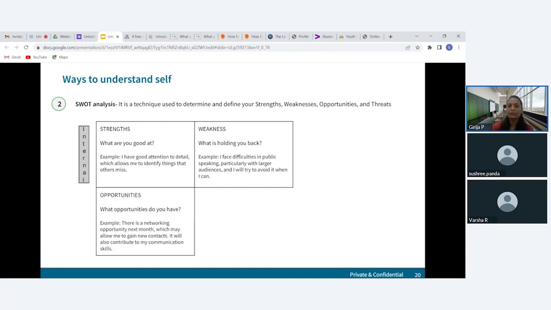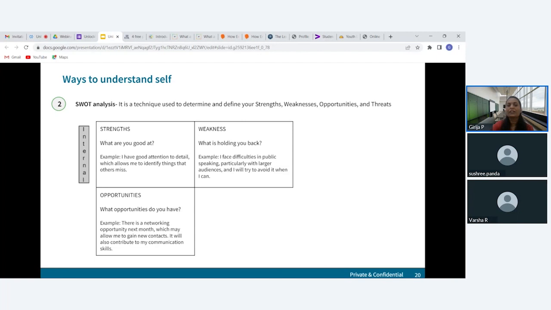Another is opportunities. Now you know what weaknesses you have, so opportunities are how you can overcome these weaknesses. So here is an example. Now I know what my weakness is: I'm afraid of public speaking. So there is a networking opportunity for me where I can go and form new contacts. It will also help me to improve my communication skills.